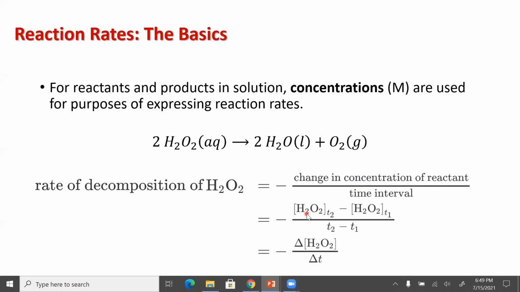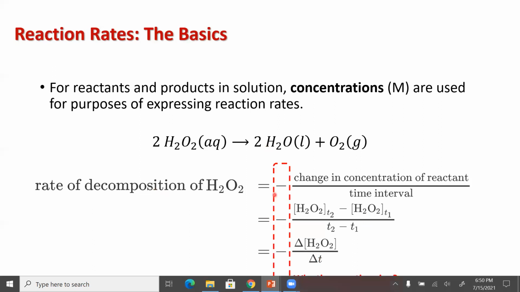which we could rewrite as the final concentration minus the initial concentration. That would give us our change in concentration over the final time minus the initial time. That would give us the change in time. Or we could write it as a real shorthand and say the change in the concentration of hydrogen peroxide over the change in the time is going to give us the rate of decomposition.